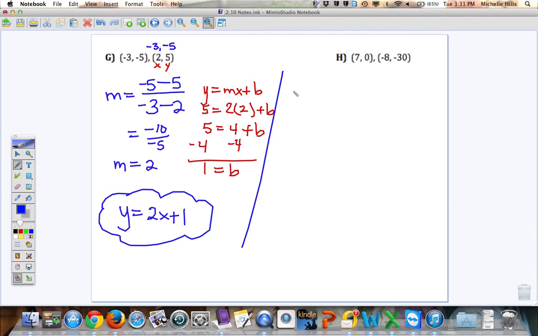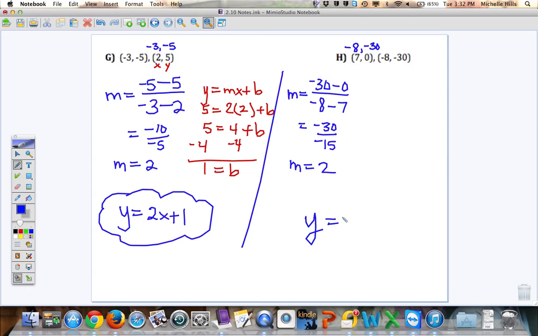Now, I might be tricked in this. First of all, I know I have to find my slope. So it's rise over run, and I'm going to put my -8 and my -30 on top. So y is rise, -30 minus 0. X is run across, -8 minus 7. I end up with -30 over -15 for a slope, again, of +2.